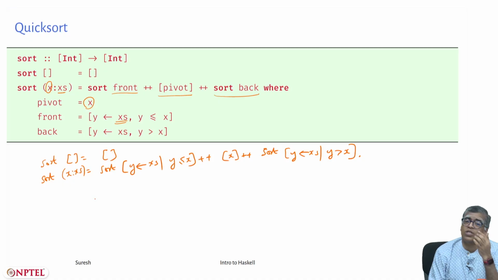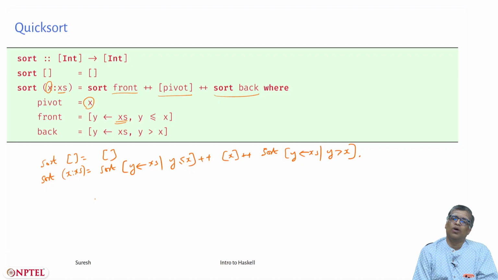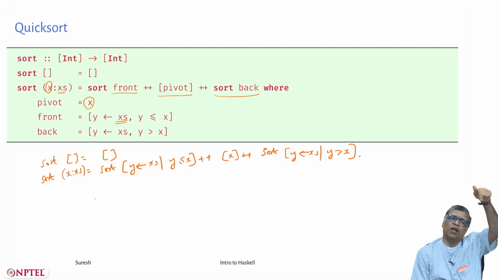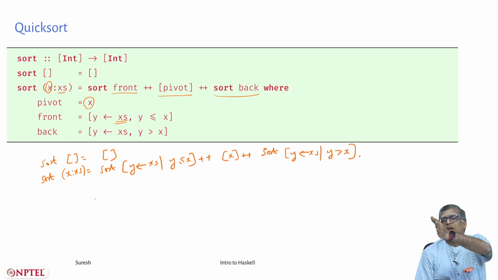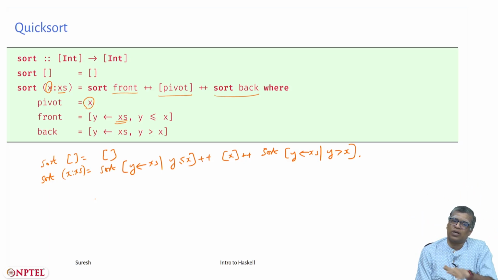Right, this is almost like the definition of sorted order of a list. The sorted order of a list is: if I pick an element, bring all elements less than it to one side, bring all elements greater than that to one side, put this element in the middle, sort this, sort that. That is my sort of the original list. So, you can just write it, and that's a Haskell program.